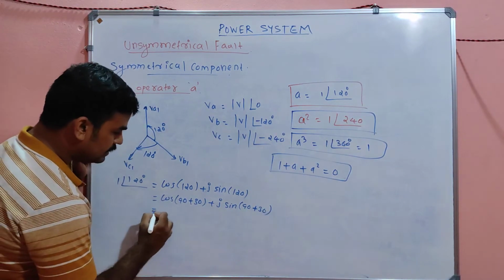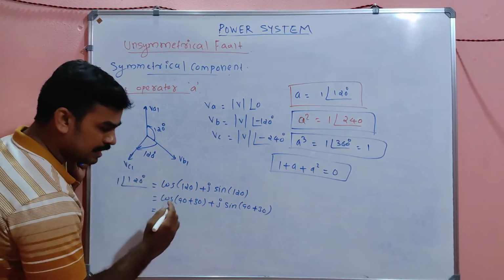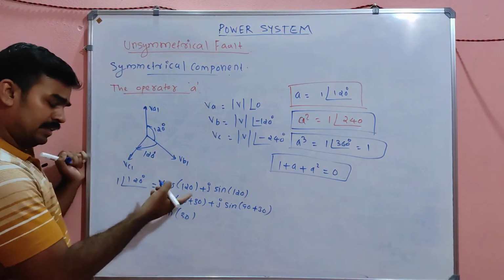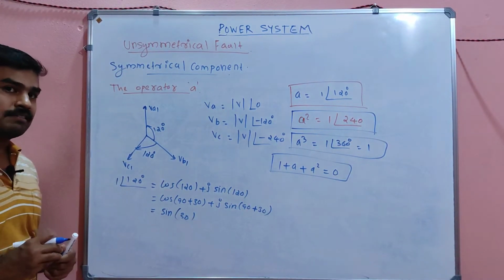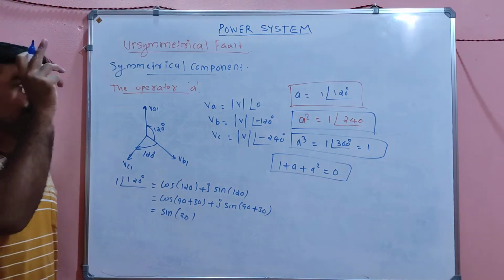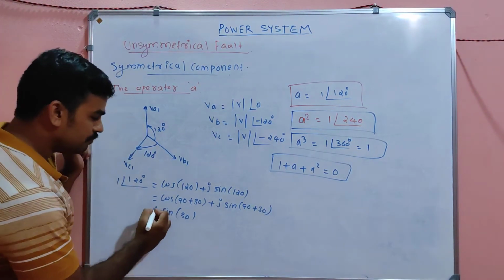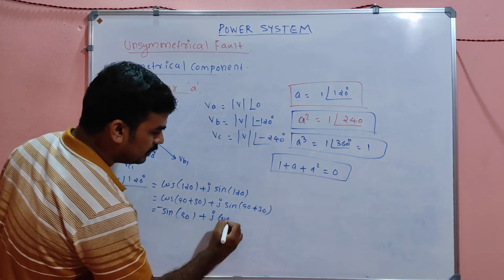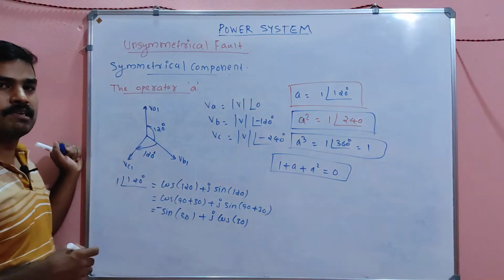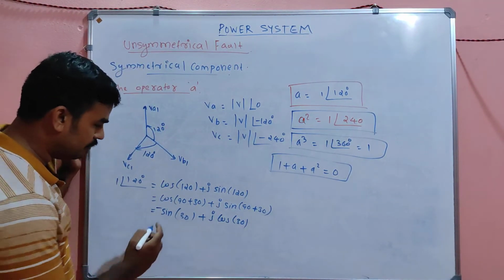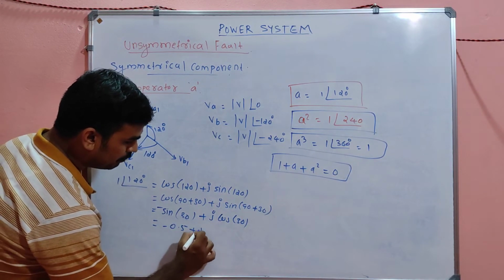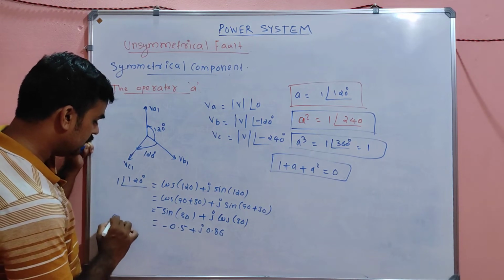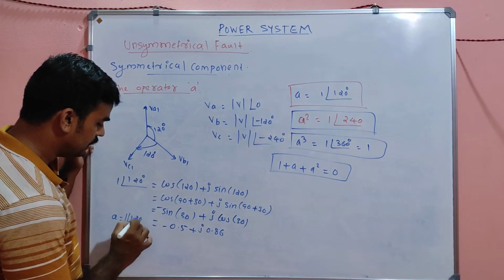Am I correct? Cos of 90 plus 30: with 90, cos becomes sin, so it is sin 30, and 90 plus 30 is in the second quadrant, where only sin is positive and cos is negative, so the result will be minus sin 30, plus j into sin of 90 plus theta, which is simply cos theta, so cos 30. So it will be minus 0.5 plus j 0.866. This is the value of A, which is one angle 120 degree.